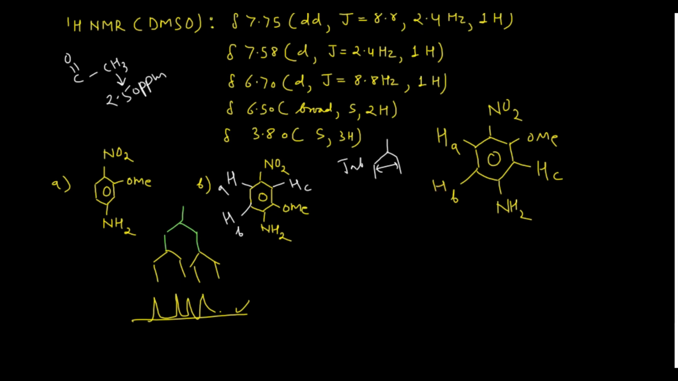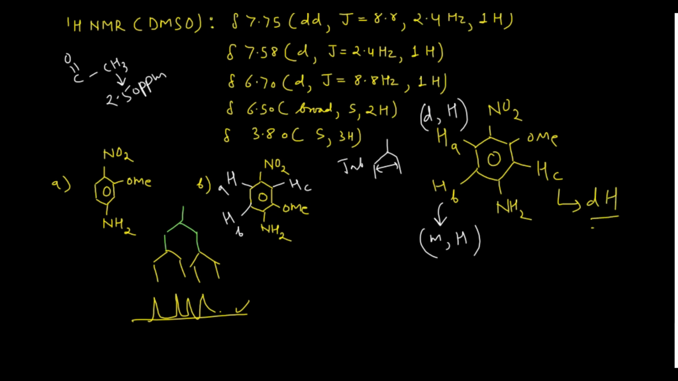That means you can simply write multiplet corresponding to the one proton, while this one you can write doublet corresponding to the one proton. Now if you look at this hydrogen HC, this HC can couple only with this one, and it will also give you a doublet.